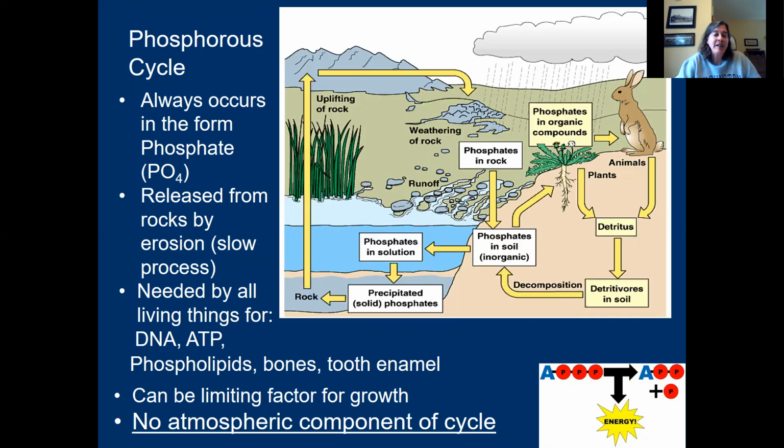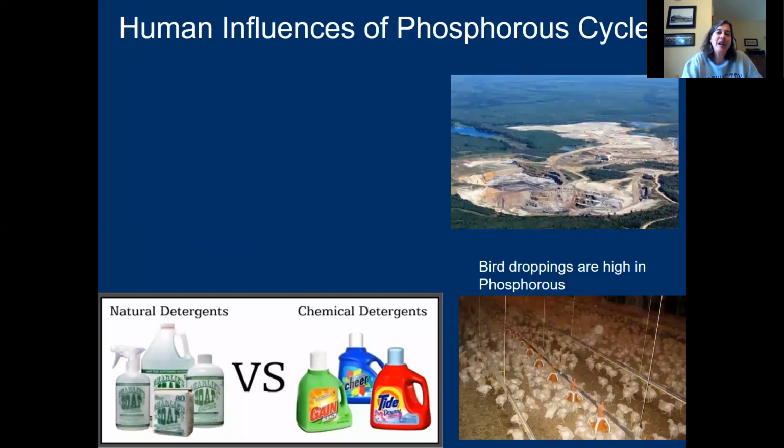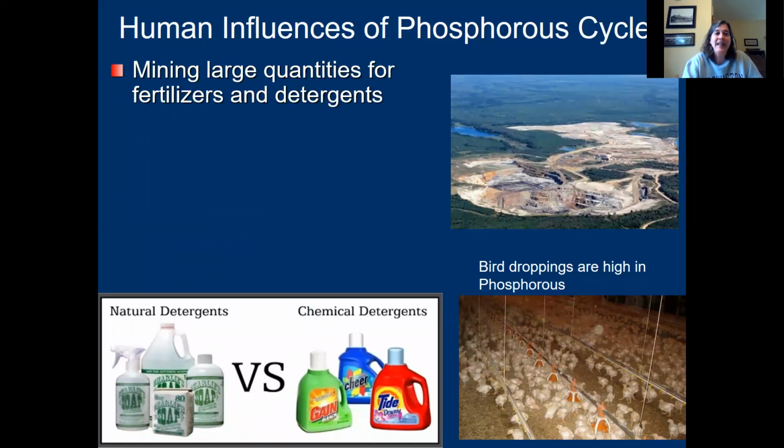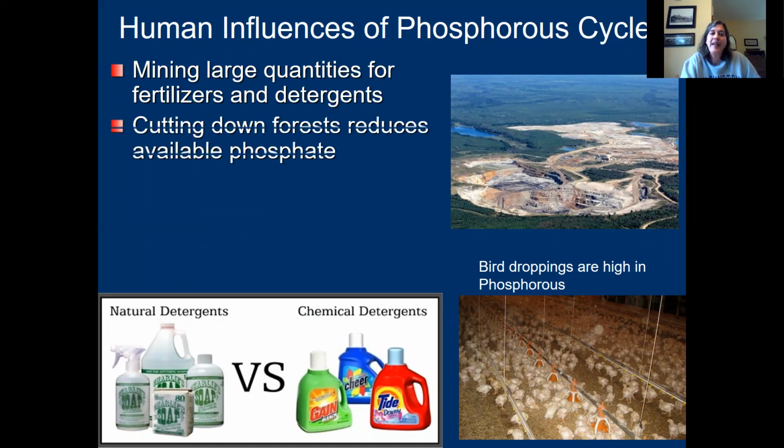And if there's not enough of it in the soil, it can be a limiting factor for growth. So how are we impacting the phosphorus cycle? We mine large quantities of it because we do need it for fertilizers. We also use phosphorus in our detergents.